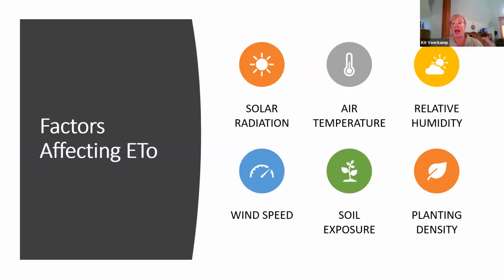Things affecting how much of that evapotranspiration goes on include solar radiation, which is how much sunlight. Are we getting direct sun? Is it a cloudy day? Versus the temperature and relative humidity. Most of California, we're usually pretty low on the humidity. And the wind speeds: when it's hot and windy, it is just sucking the water right out of the plants.